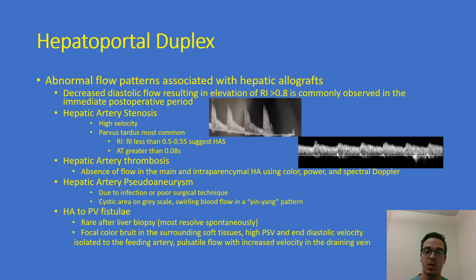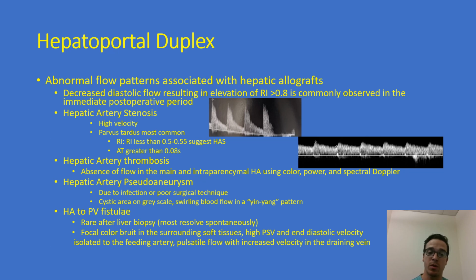For hepatic artery thrombosis, we will see absence of flow in the main and intraparenchymal hepatic artery using color, power, and spectral Doppler. Hepatic artery pseudoaneurysm may also be encountered. This is often due to infection or poor surgical technique. On grayscale, we will see a cystic area. On color flow, we will see a swirling blood flow in a yin-yang pattern.